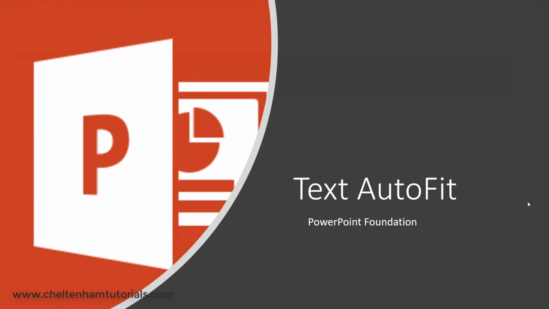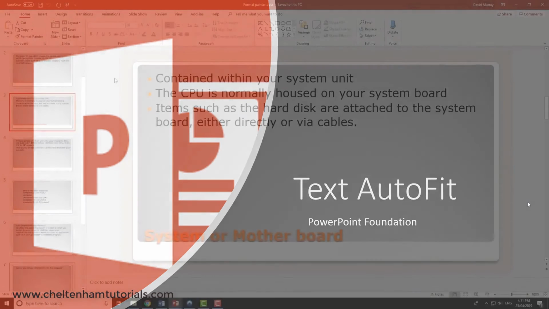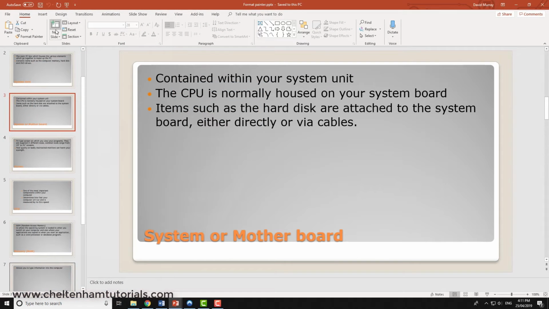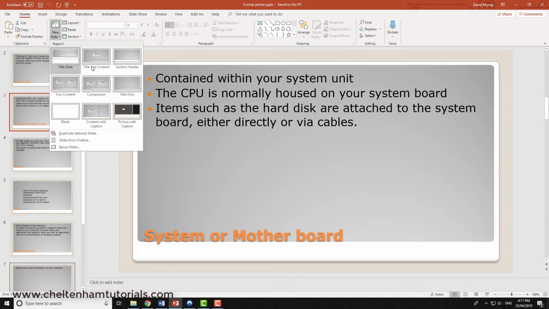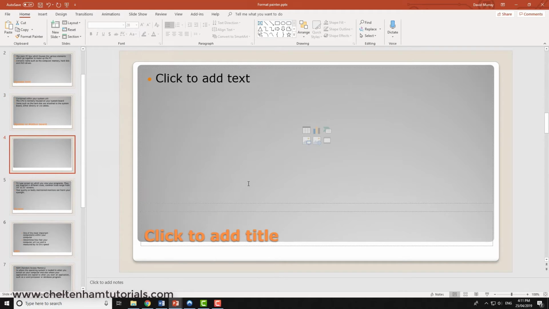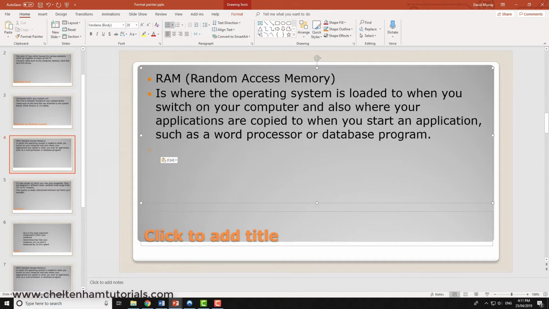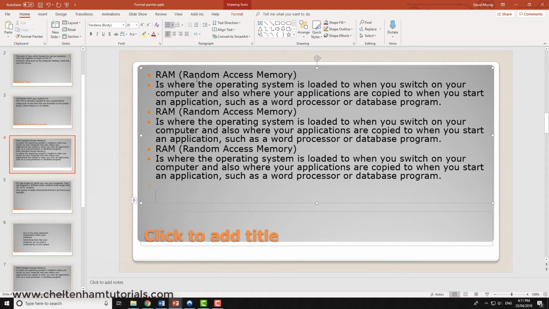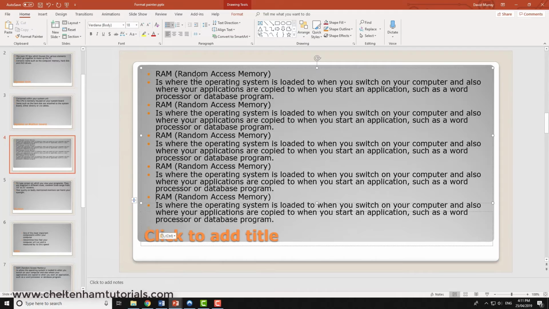Right, in this section we're going to look at text autofit. In this case what I'm going to do is insert a new slide. I'll just use the table and content section. And where it says click to add text, I'll just click there and paste some text in. Now I'm going to paste a bit more text in, and then a little bit more, and then a little bit more. And you can see what happens.